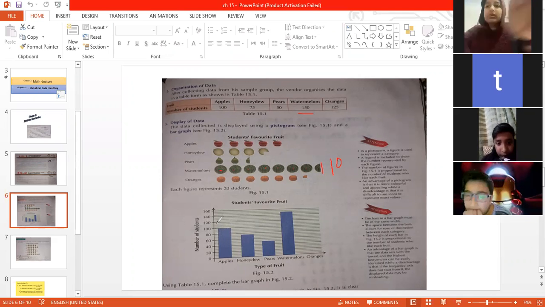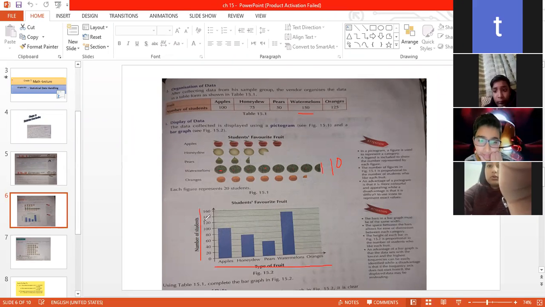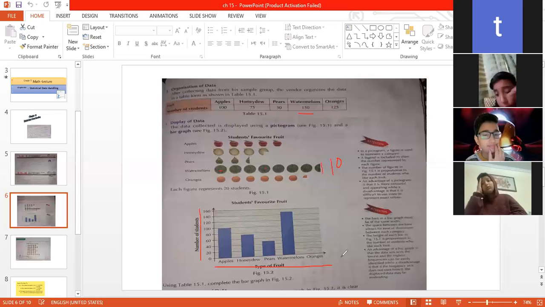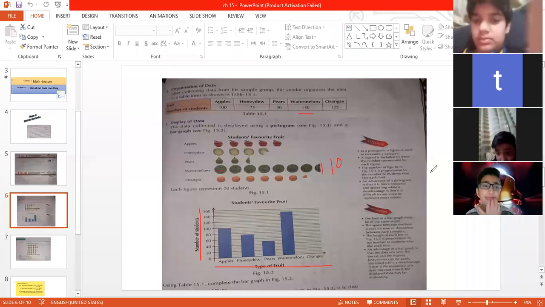The bar graph is very simple. This is the x-axis, this is the y-axis. On the y-axis, he has taken the number of students, and on the x-axis, he has taken the fruits: apple, honeydew, pears, watermelon, oranges. Now, can you tell me the final result, the interpretation of the data? Displaying the data, now the interpretation of the data. Yes, Isa?